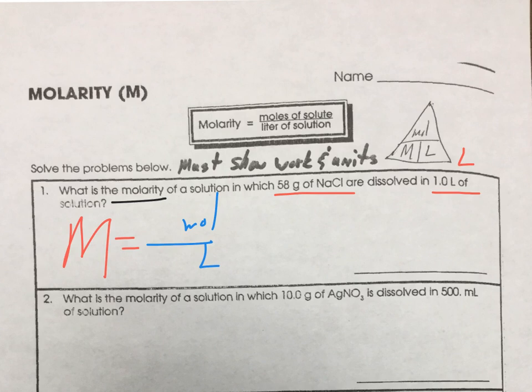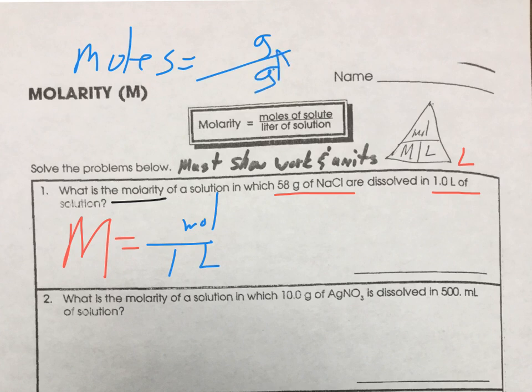I already have the liter, right? What's my number for liter? 1. Now, did they give you the moles? No. So that means you're going to use the same formula that we used last week and the week before. Moles equals what? Yep, your grams divided by your molar mass, right?